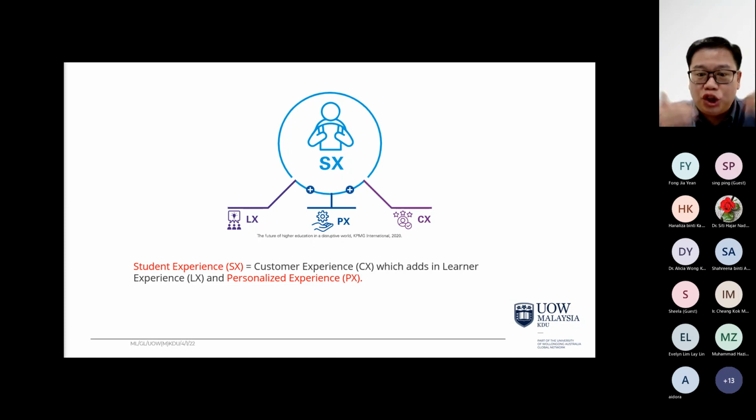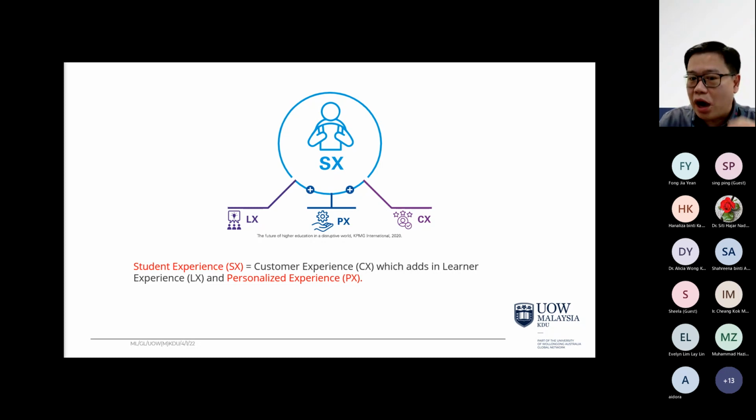As a learner, you go to class, you learn, the experience of learning itself. And personalized experience, the ability for you to customize the way that you learn. This is something I didn't do, it is taken from PwC. I like it because it emphasizes the personalized experience. This is what customers are looking at. This is what students are looking at.